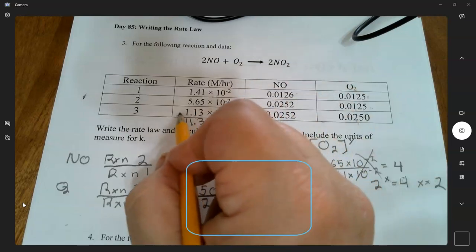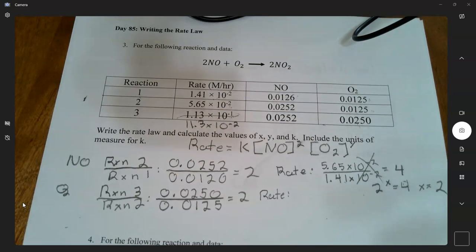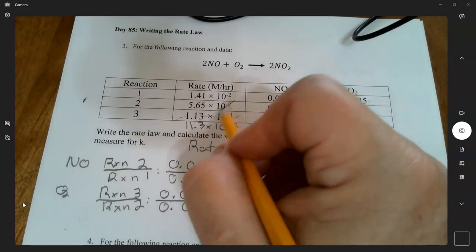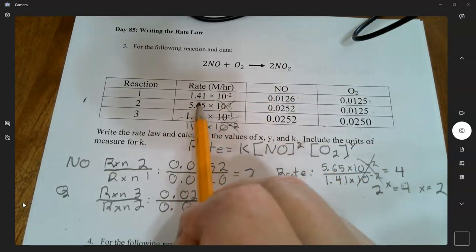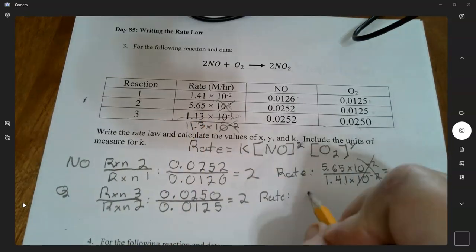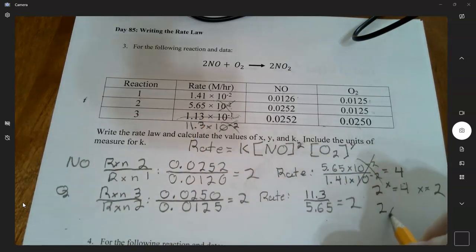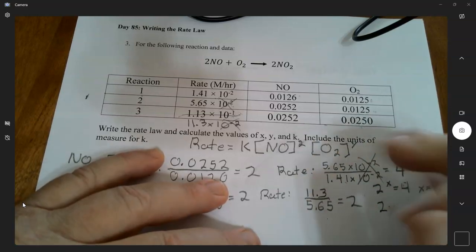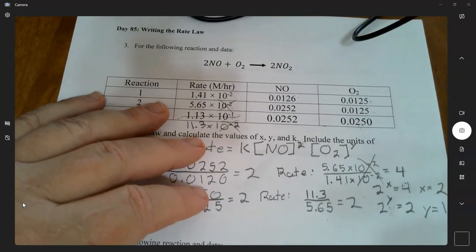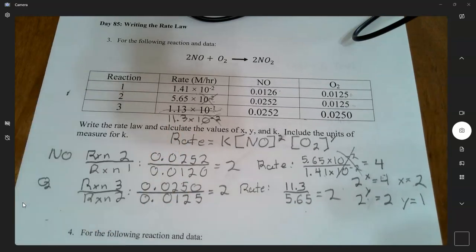So now just put a line through this so you don't get confused by it. Okay, again, the 10 to the -2's can cancel, and you have 11.3 over 5.65. And now you have 2 to the y. 2 raised to the y, rather. This looks very much like the last problem. So 2 to the first power equals 1.